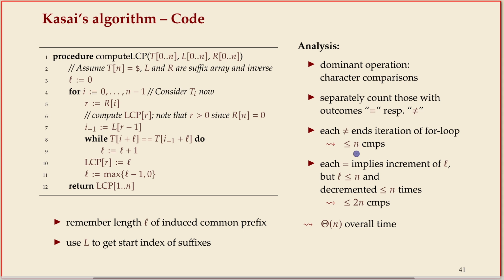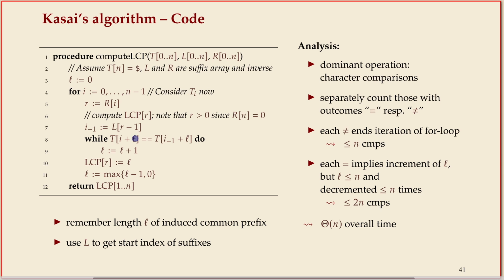So there's at most n such comparisons where the outcome is not equal. And for all the ones where I have the equal outcome, I increment L afterwards. But L is never bigger than n, and we always make it one smaller. So it's only made one smaller at most. And so if I add this up, I have at most 2n comparisons that I spend where the outcome is equal. It's similar to KMP and some of these algorithms.